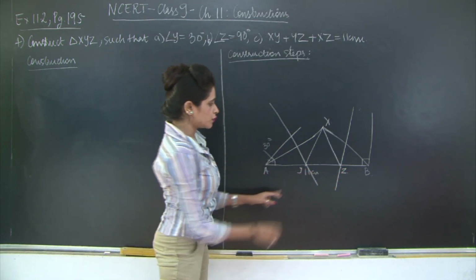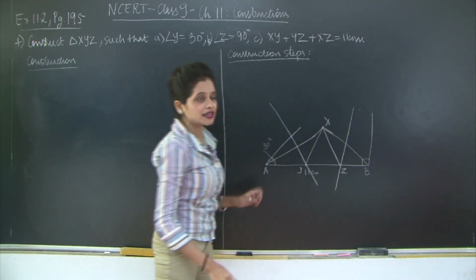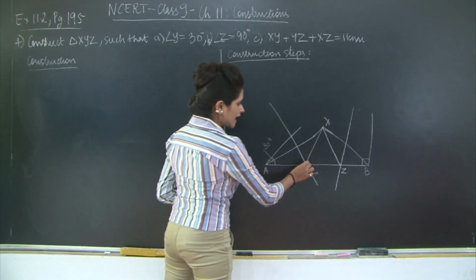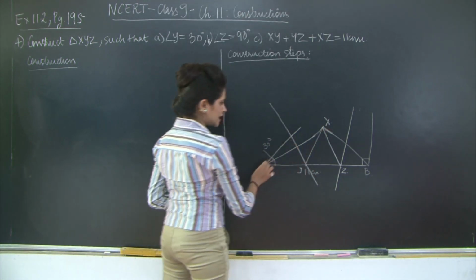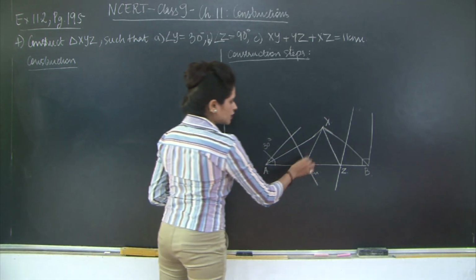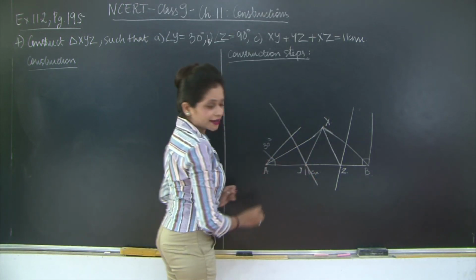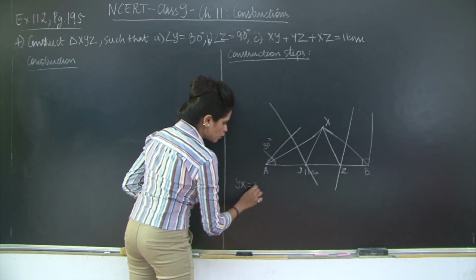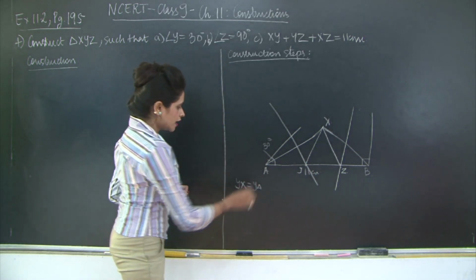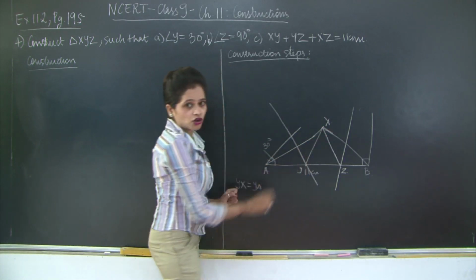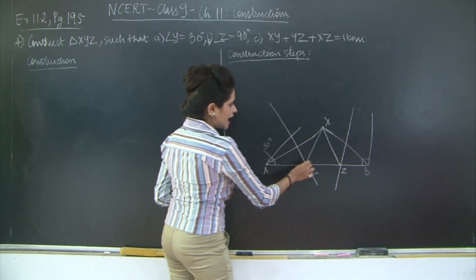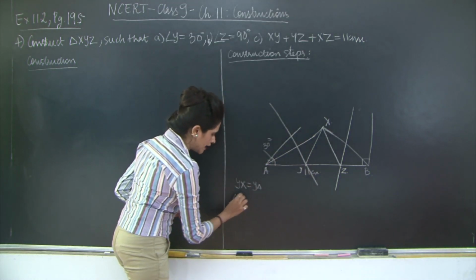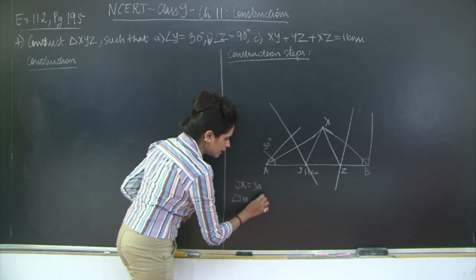So now how do we prove that the sum of these three sides is 11 centimeters? First of all, if you notice that Y lies on the perpendicular bisector of XA. Therefore, what can I say? That YX is equal to YA, correct? So I have YX is equal to YA. Obviously, therefore this triangle is an isosceles triangle. Therefore, what do I get? Angle YXA is equal to angle YAX.